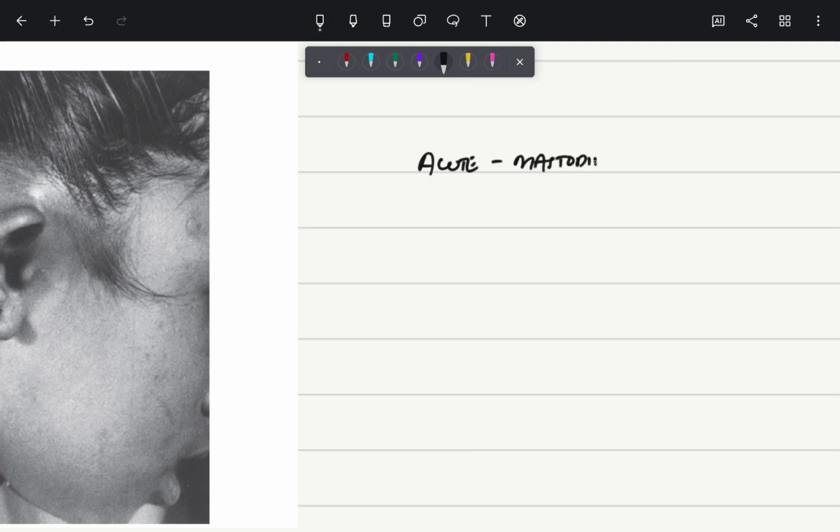Acute mastoiditis. Now what is meant by mastoiditis? Mastoiditis is nothing but when there is infection of your air cells in the mastoid. Okay, that is known as your mastoiditis.